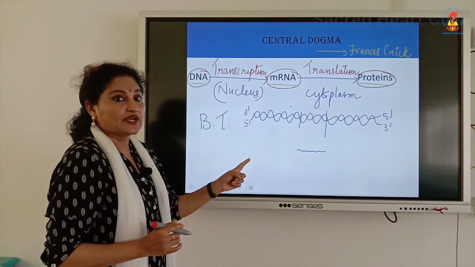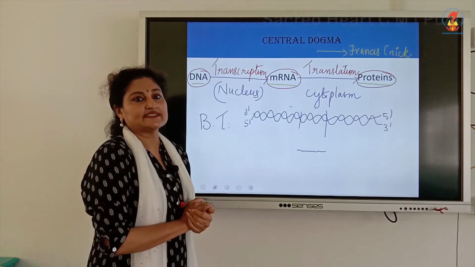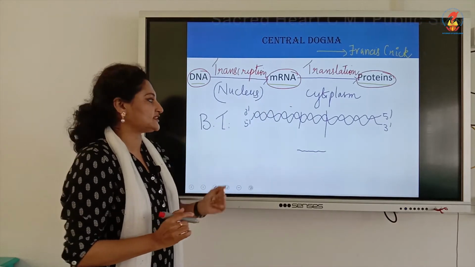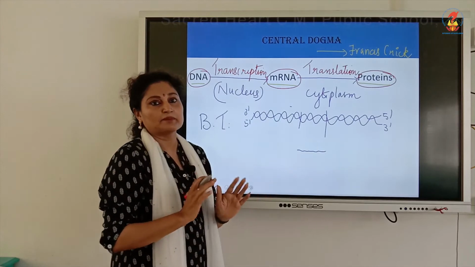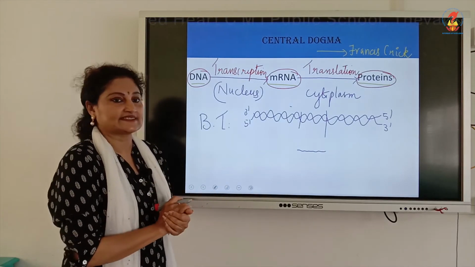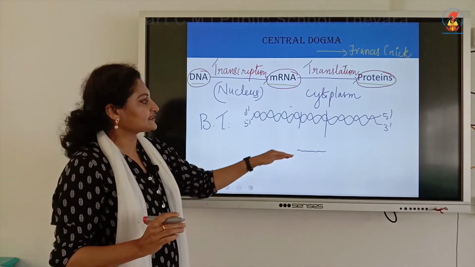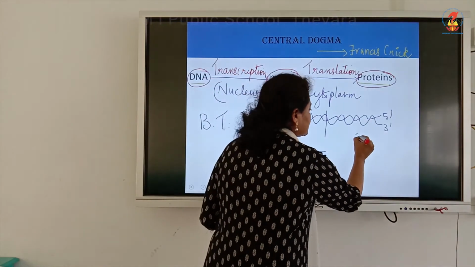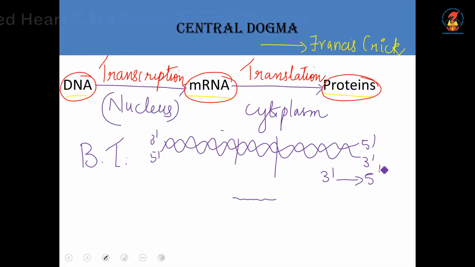Not only that, it is not both the strands that are getting transcribed, only one of the strands. And that strand, remember, the strand that acts as a template for transcription is running in the 3', 5' direction. Later I will tell you why this strand is only going to be transcribed into the mRNA. Now I got the mRNA. This is representing the mRNA.